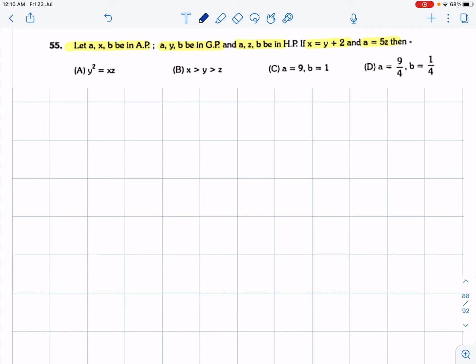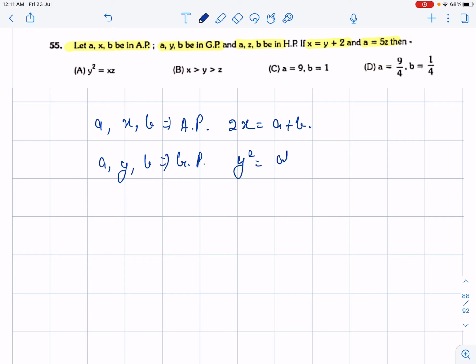So guys, we know if a, x, b are in arithmetic progression, twice the middle term is equal to first term plus last term, that is 2x is equal to a plus b. And if a, y, b are in geometric progression, we may write y square is equal to a times b. And if a, z, b are in harmonic progression, we may write z is equal to 2ab divided by a plus b.